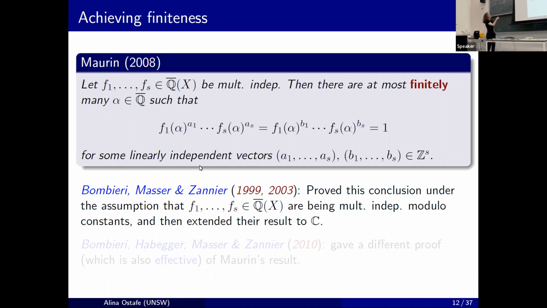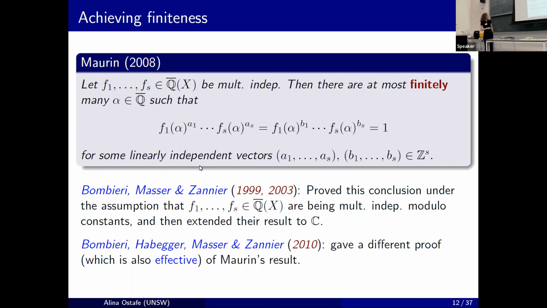If f1, ..., fs are just multiplicatively independent, that's it, then there are at most finitely many alpha algebraic numbers such that the specializations of f1, ..., fs at alpha satisfy two independent relations. So for two linearly independent vectors, a1, ..., as and b1, ..., bs.